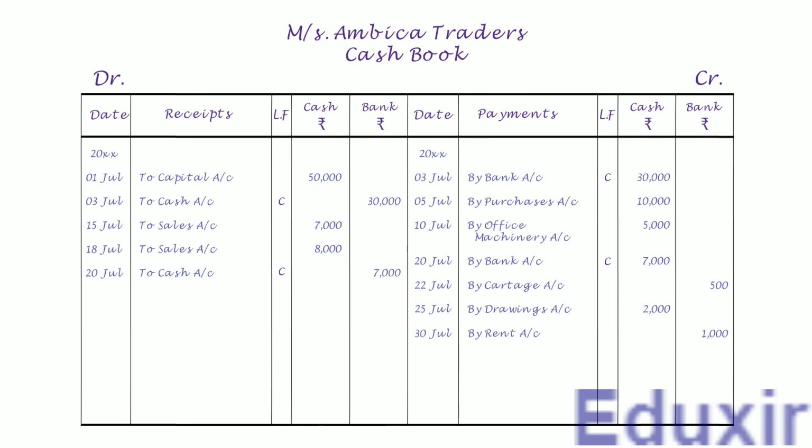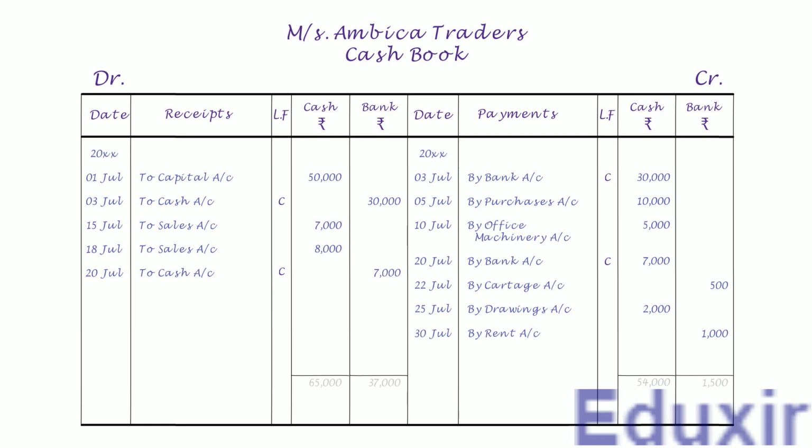Let us now total the receipts and payments to find the balance. The total of all the receipts on the debit side in the cash column is 65,000. Similarly, the total of all the receipts on the debit side in the bank column is 37,000. Now, the total of all the payments on the credit side in the cash column is 54,000. Similarly, the total of all the payments on the credit side in the bank column is 1,500 rupees.